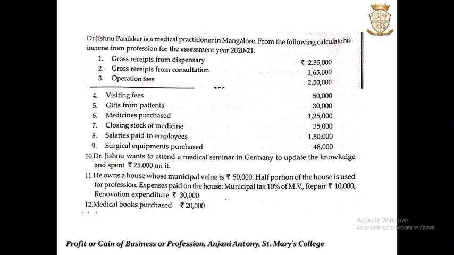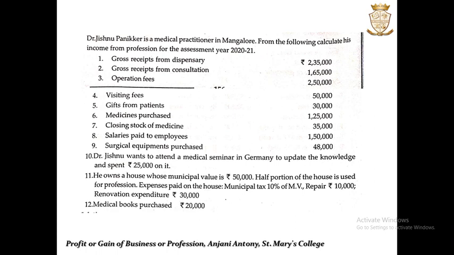Dr. Jishnu wants to attend a medical seminar in Germany to update his knowledge, and he spent 25,000 on it. Here he went to a seminar in Germany and it is related to his profession. He wanted to update his knowledge and he has spent 25,000 rupees for the same. So it is something related to his profession, right? He went to Germany for updating his professional knowledge, and it is a professional expense too. So we can deduct that expense from professional income.